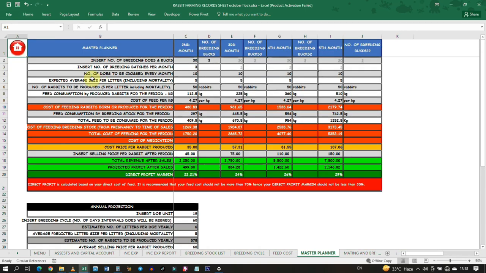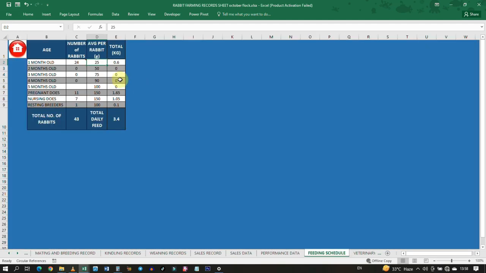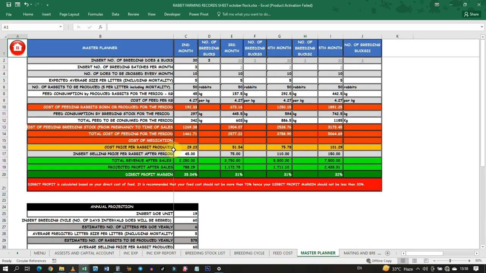So when you change these figures, for example the feeding schedule, let's say you give your 1 month old rabbits 10 gram or 20 gram, then when you come back, you can see the figure has changed from 112 to 45 kilo. It may sound very reasonable, but personally, I think 50 rabbits will eat a little more in 2 months. So let me go back to my 25 gram.